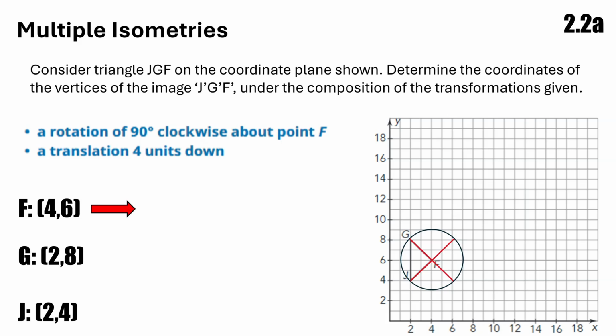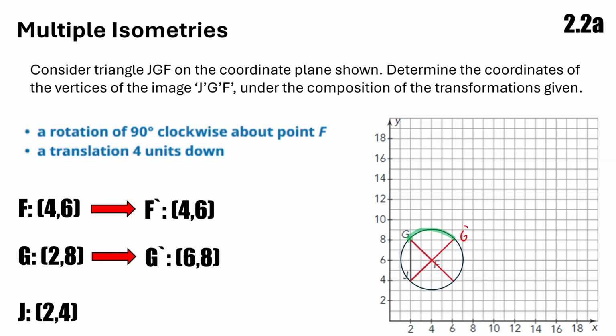F' will be located in the same spot as before because if a point is on the center of rotation, then the point will not rotate. As for G', plot the point on the circle and move it 90 degrees clockwise. G' will be located at 6, 8.